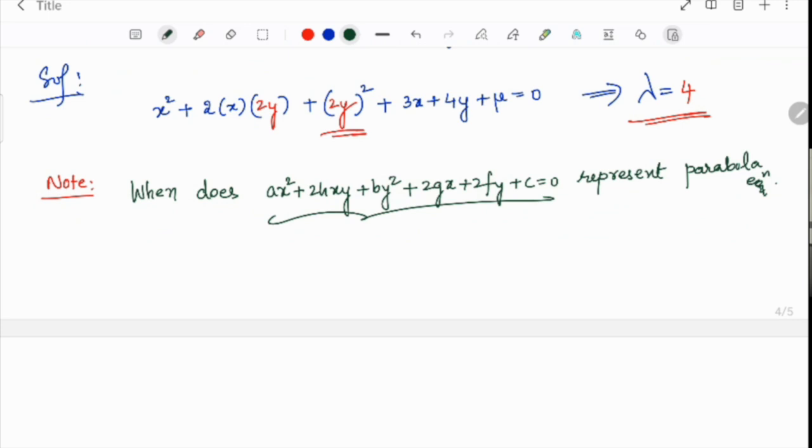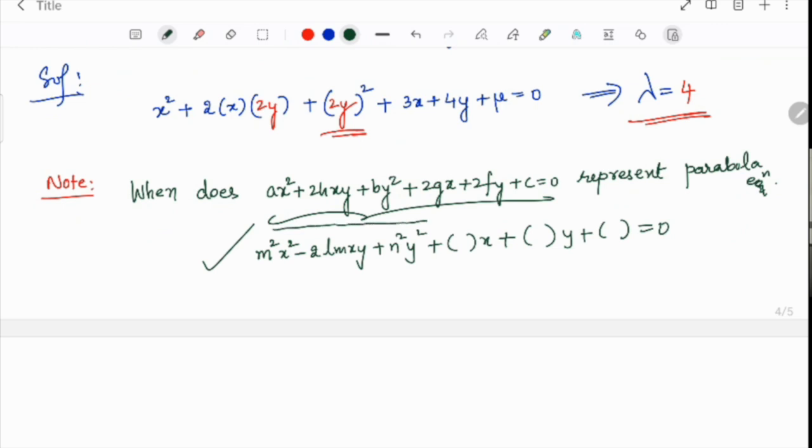All right. So if you remember, just now we have got an equation like this: l² x² - 2lm xy + m² y² plus something into x plus something into y plus something. Every parabola equation will be like this, where lx + my + n = 0 is the equation of the directrix. Now I'm saying the second degree terms should form a perfect square. When does the second degree term form a perfect square?